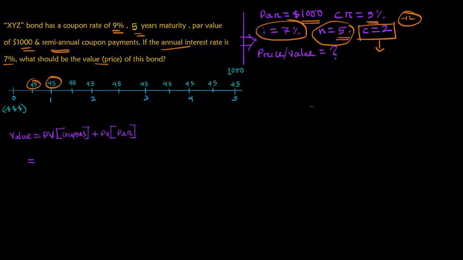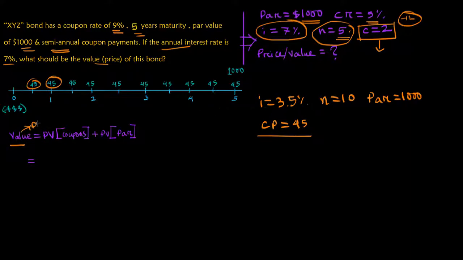Now we are all set to solve this problem, but let's make this a little bit more clear. Alright, so what you have here, interest rate 3.5%, number of periods 10 periods, par value $1,000, and coupon payments of $45. Now the price of this bond is the present value of all the future cash inflows that you'll receive for holding on to this bond.